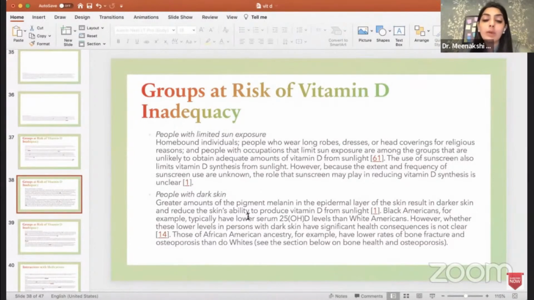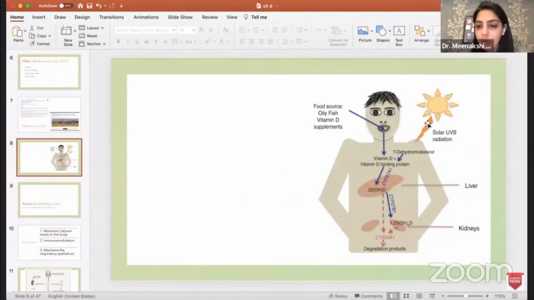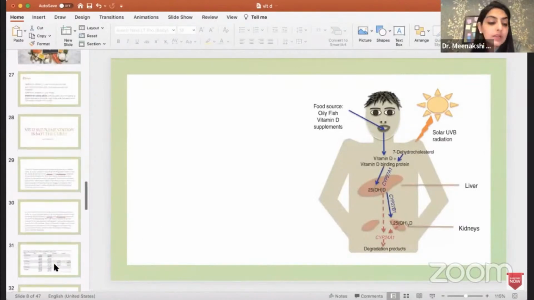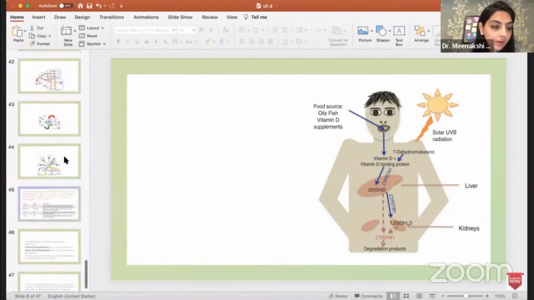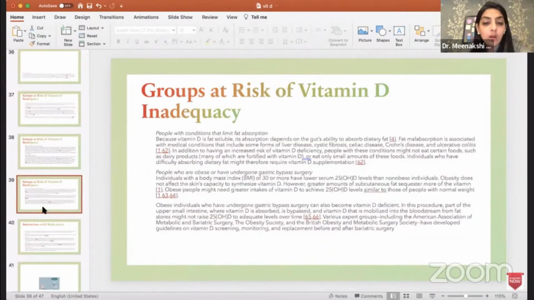So again, as I said, because of the dark skin, this conversion that happens inside the skin, I think I did not stress that in this image. So there is a conversion that happens here on the skin as well, and then it goes to the liver and then to the kidney. So if you have too much melanin, dark-skinned individuals will be at a greater risk.